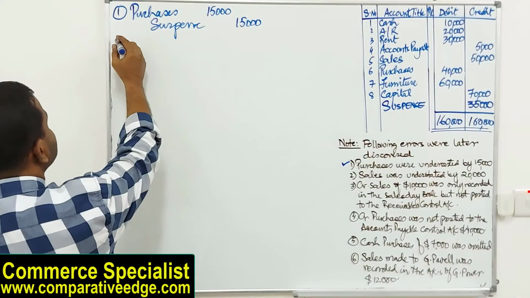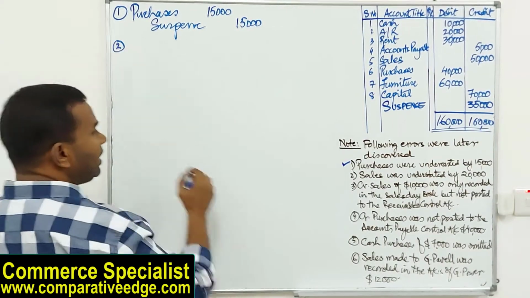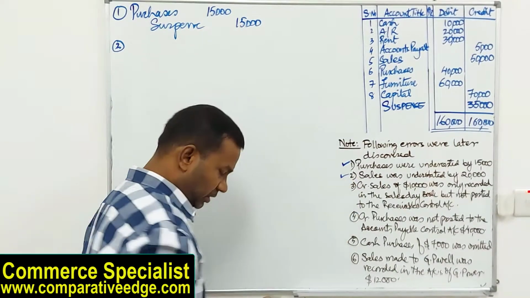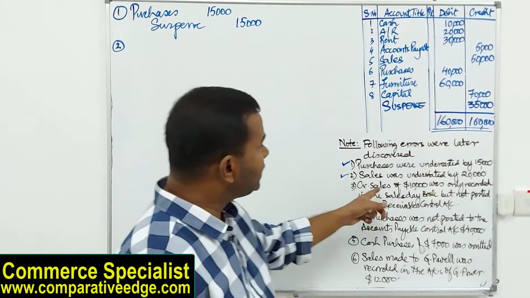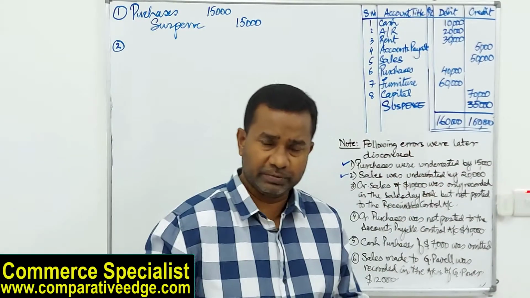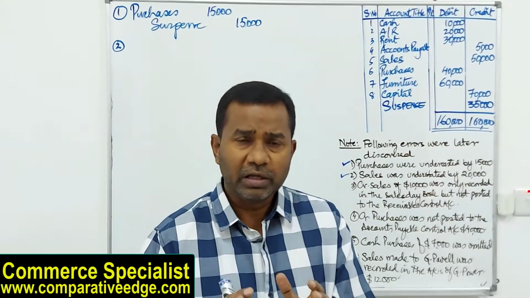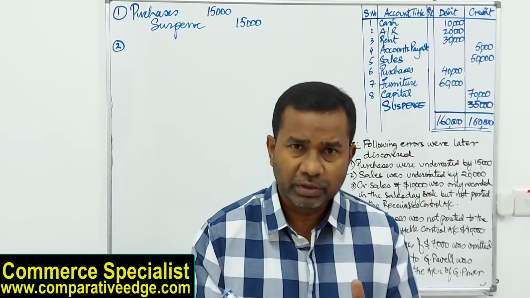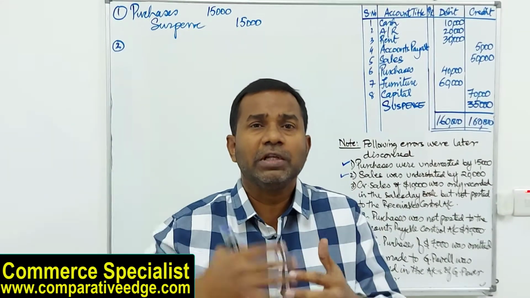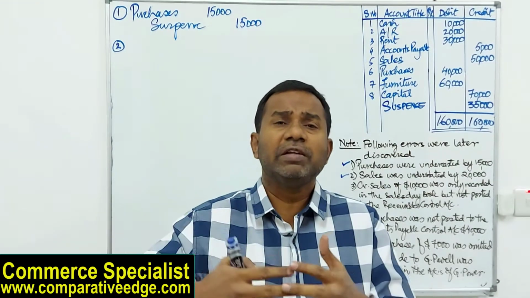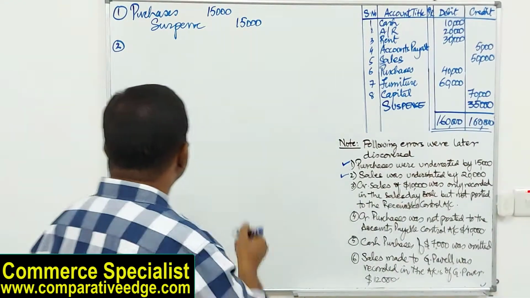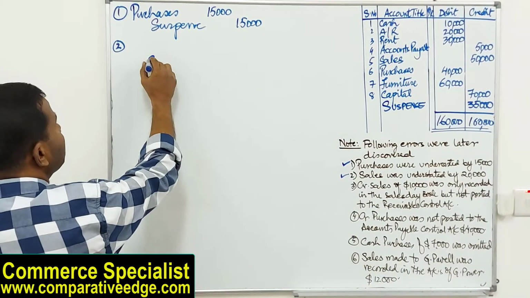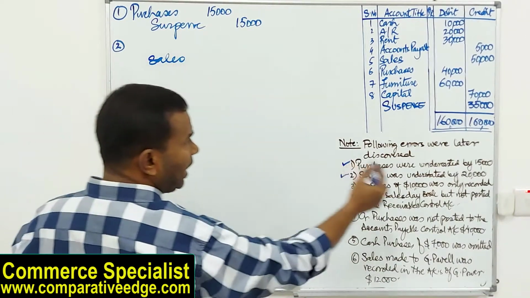Number 2. The second error we came across. Now it says sales was understated by 20,000. Please understand, sales is a revenue account. It's understated, which means you have to increase it. Increase in revenue, increase in income is a credit. So to increase sales, I have to credit sales. By how much? 20,000.